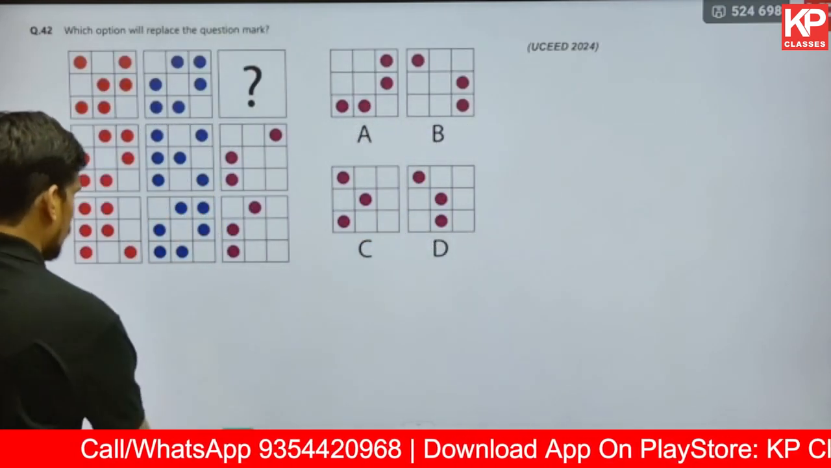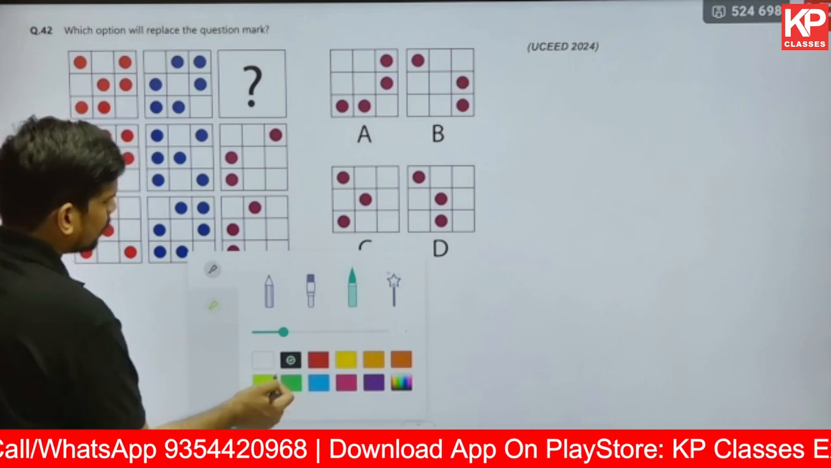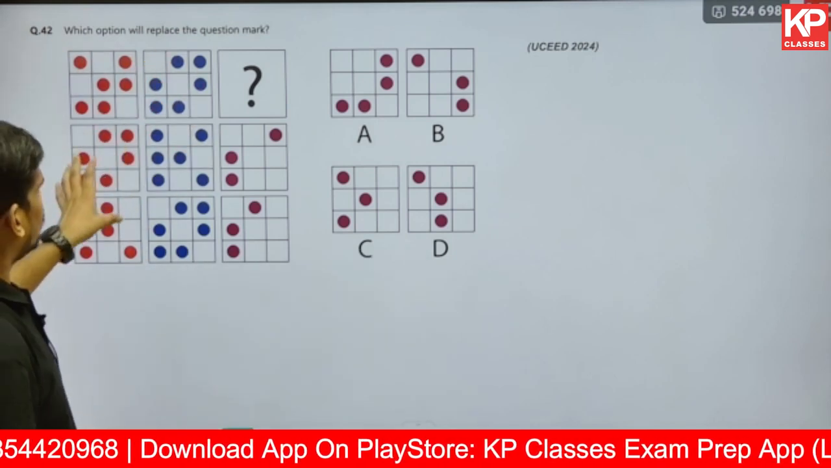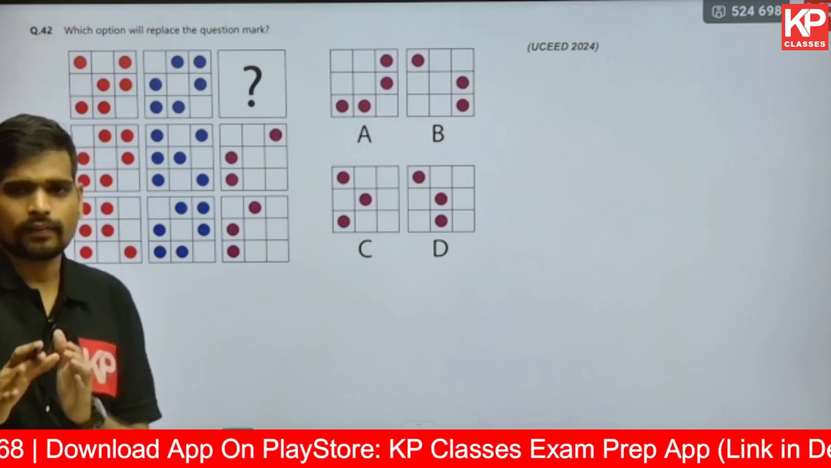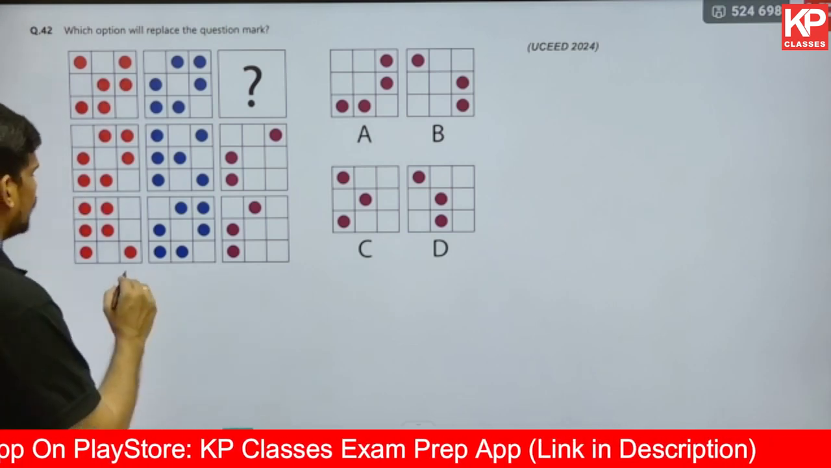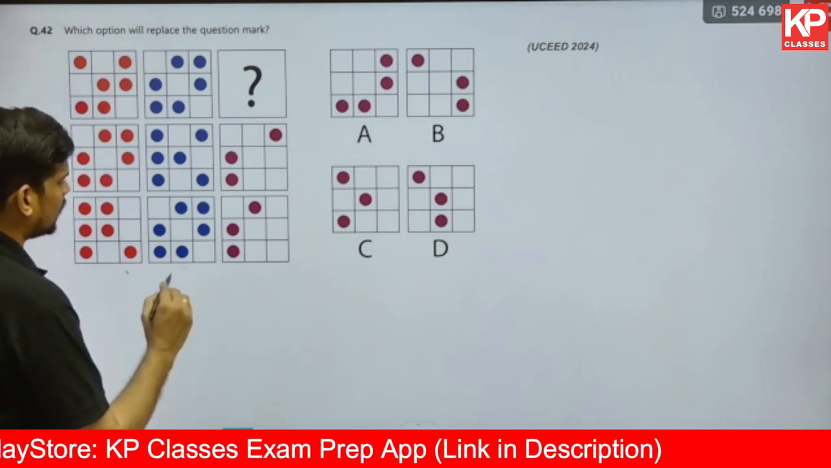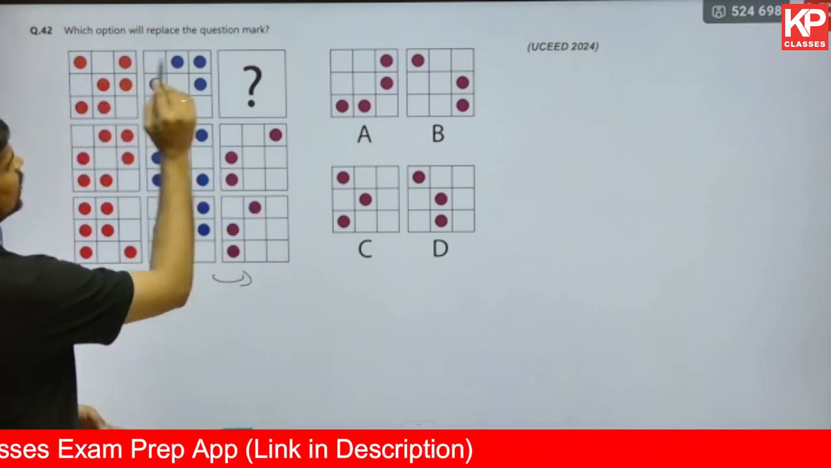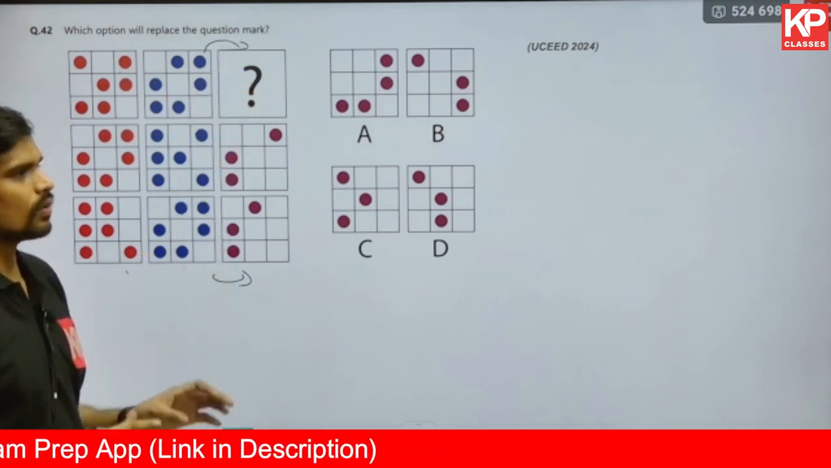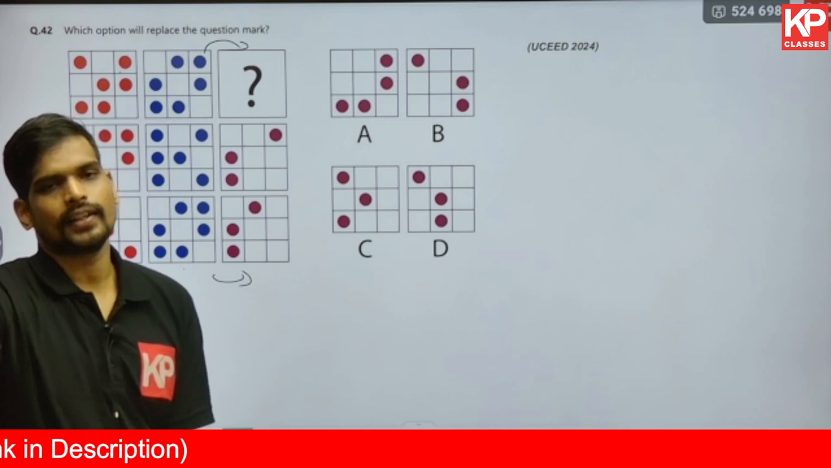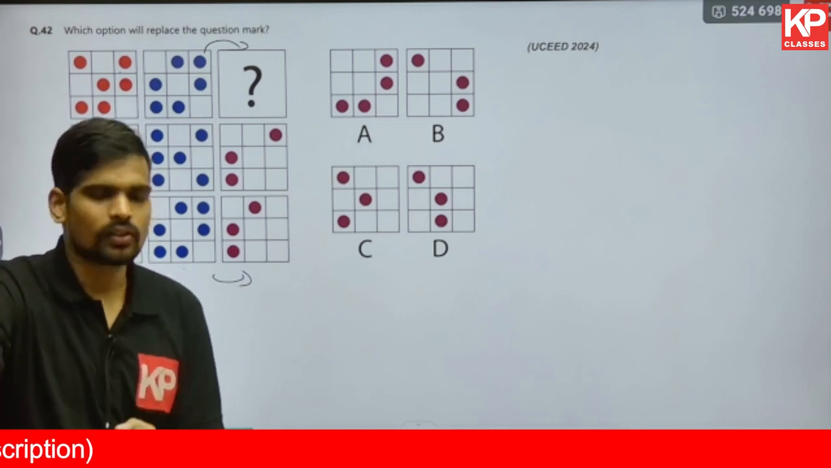For instance, this question. This is a past UCEED question from 2024. So it's kind of a question based on analogy or say coding, decoding also. This plus this is giving you the next one. This and this is giving you the next one. This and this should give you the next one, right? So it's like coding, decoding itself. Again, it is kind of hit and trial, look for something common.